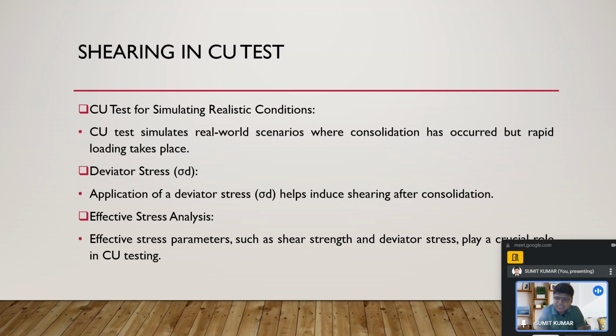The application of the deviatoric stress helps to induce shearing after consolidation. In the effective stress analysis, the effective stress parameters such as shear strength and deviatoric stress play a crucial role in CU testing.